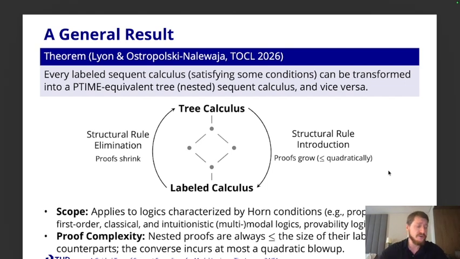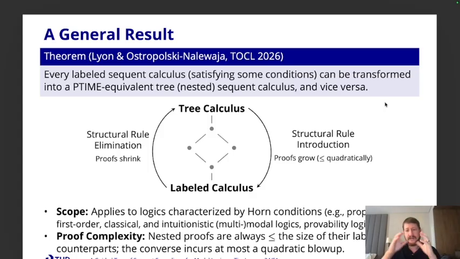So the correspondence between these two proof systems can be seen as a consequence of the theorem shown at the top of the slide. This is recently published work with Agata Ciabattoni's collaborator, a professor over in Wrocław, which was published last month in Transactions on Computational Logic, despite having been online for a few years. In this paper, we showed that every labeled sequent calculus satisfying a certain set of conditions, effectively it has to be characterized by certain kinds of Horn conditions, can be transformed into a p-time equivalent tree or nested sequent calculus and vice versa.